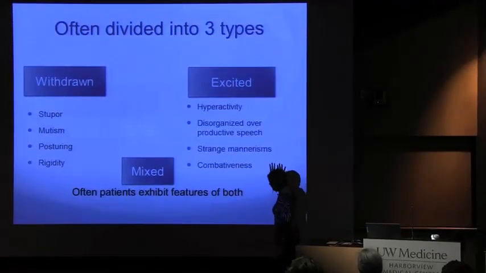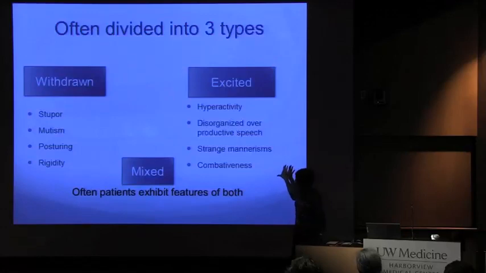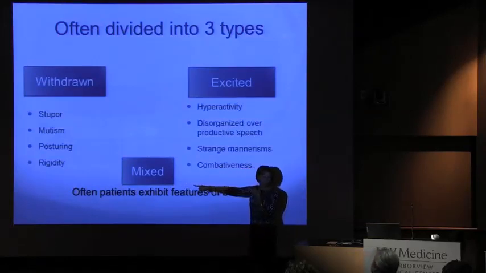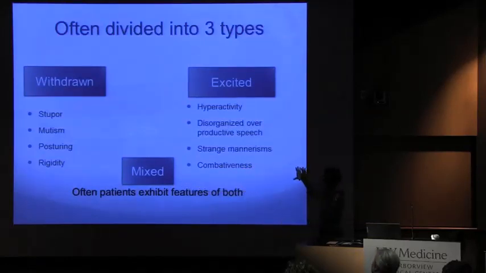You can also have an excited type. These patients are a little bit trickier to pick up because you can attribute what they're doing to all kinds of other things. There's not many things that you can attribute a true withdrawn catatonic to, but there are lots of things you could attribute an excited catatonic person to. So the classic is motor behaviors that don't have purpose.